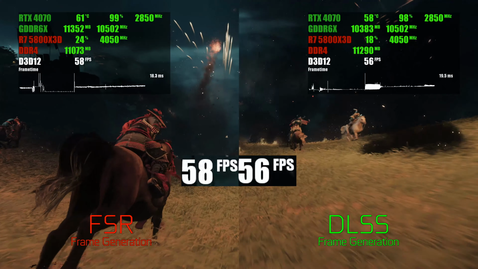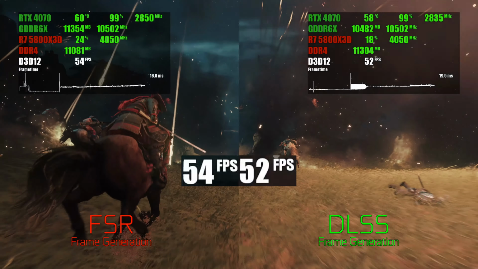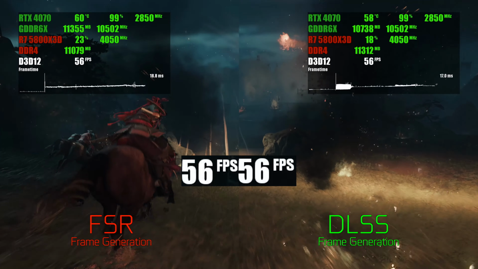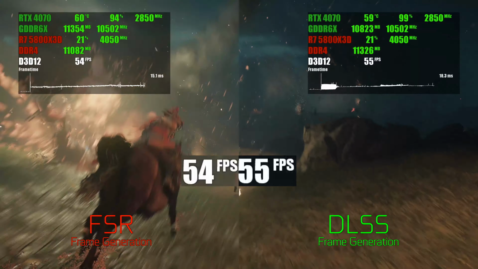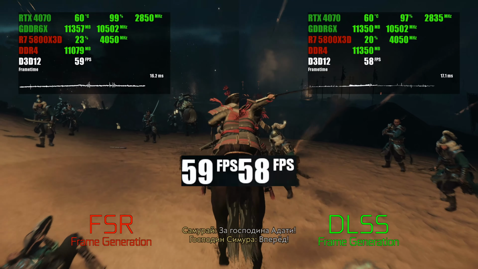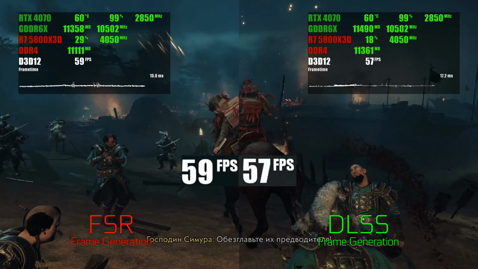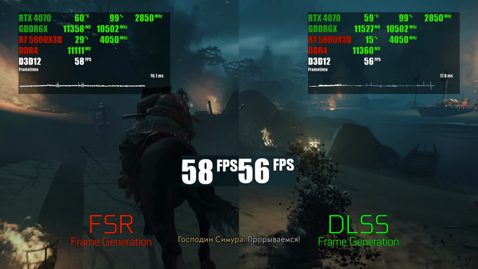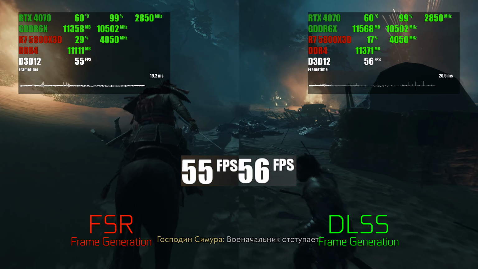I think I have seen tests in Ghost of Tsushima that demonstrated the advantage of FSR. Maybe they were done in some older game version or other resolution and it plays a huge role, but in our testing conditions, FSR frame gen and DLSS have shown identical results in this game.